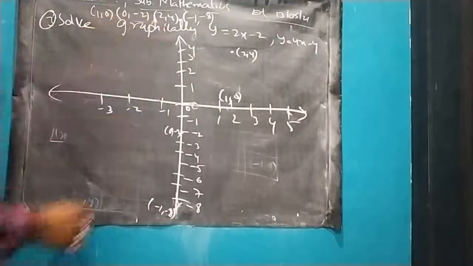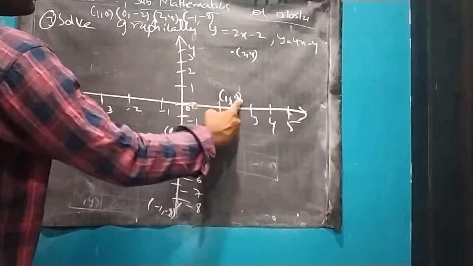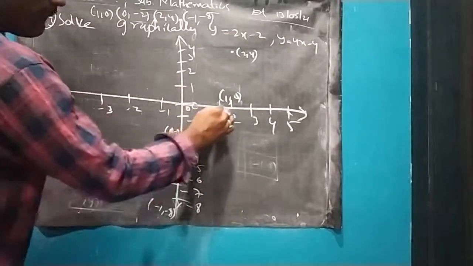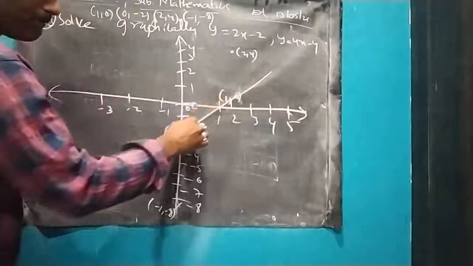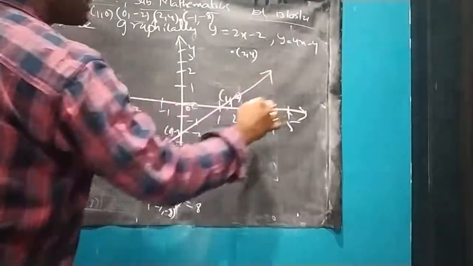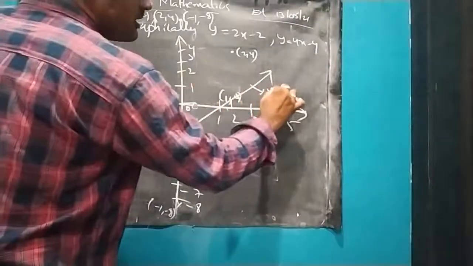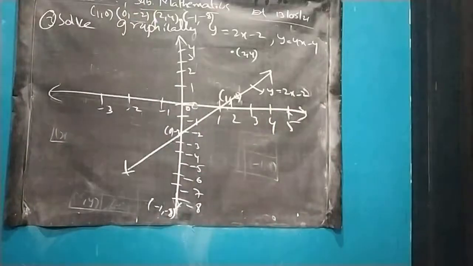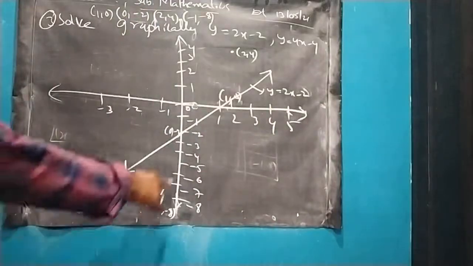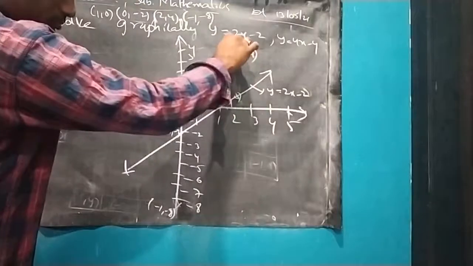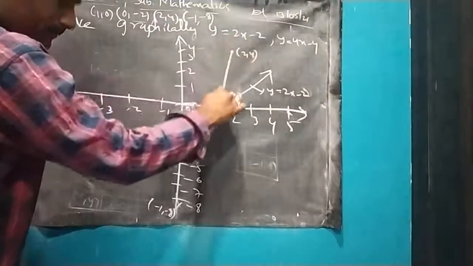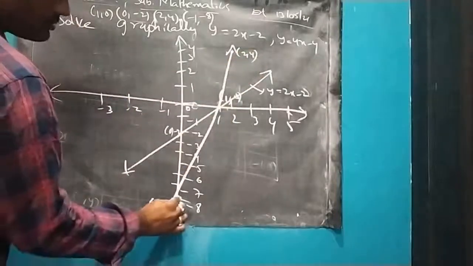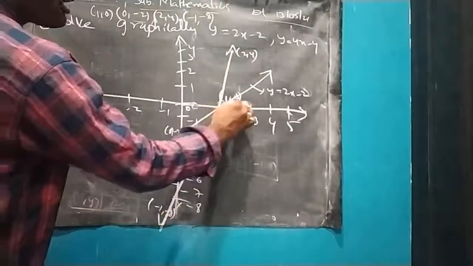So the first two belong to one line, that is (1, 0) and (0, minus 2). This line represents y is equal to 2x minus 2. Next, (2, 4) and this one. So here, it is crossing through (1, 0).